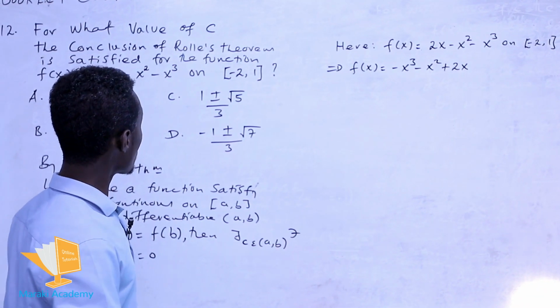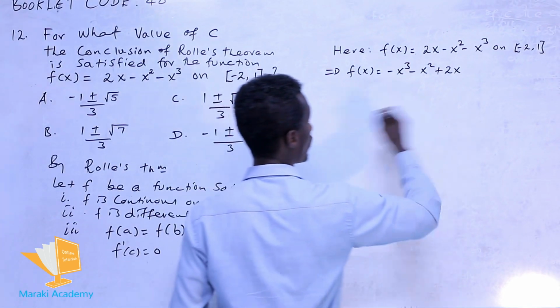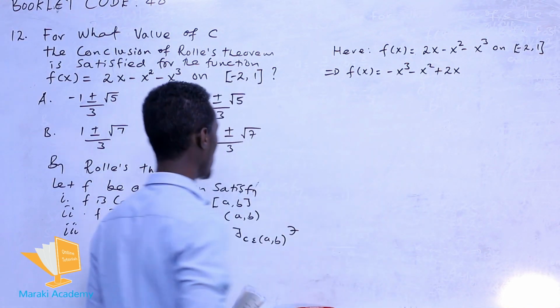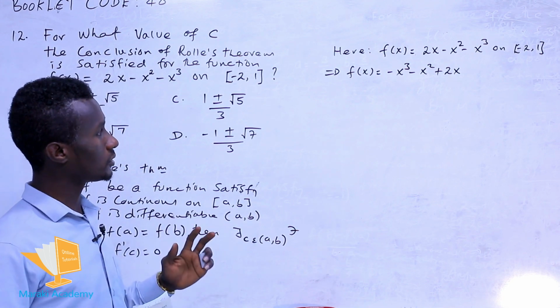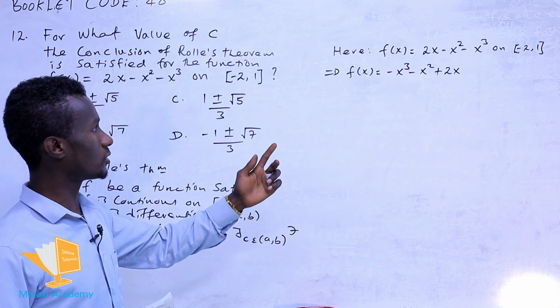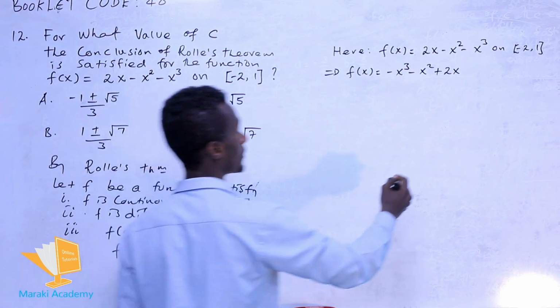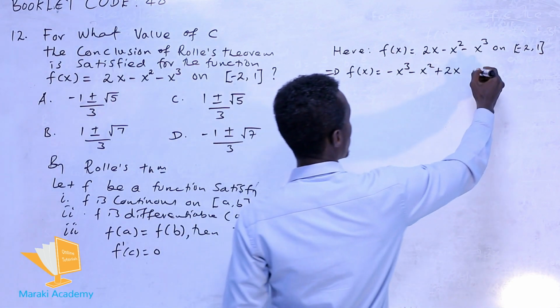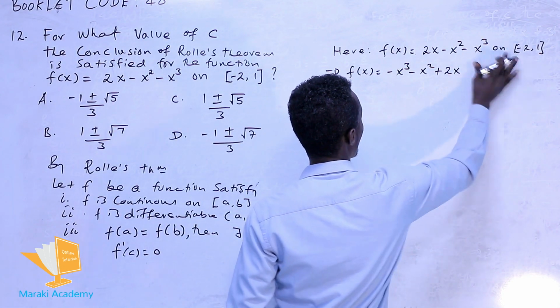First of all, this is a cubic polynomial function, so we must check the function is continuous on the given interval and it's also differentiable on open interval from minus 2 to 1. This is a cubic polynomial.